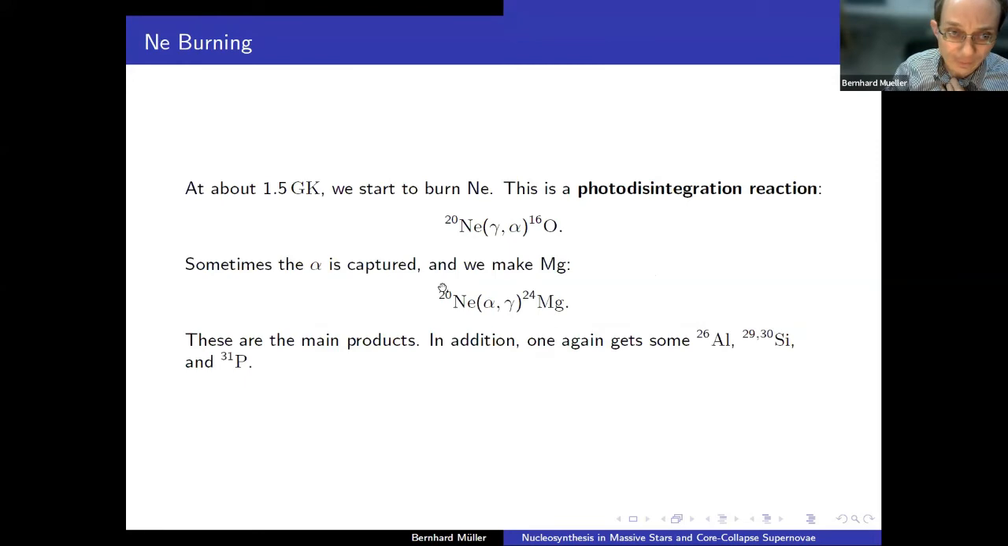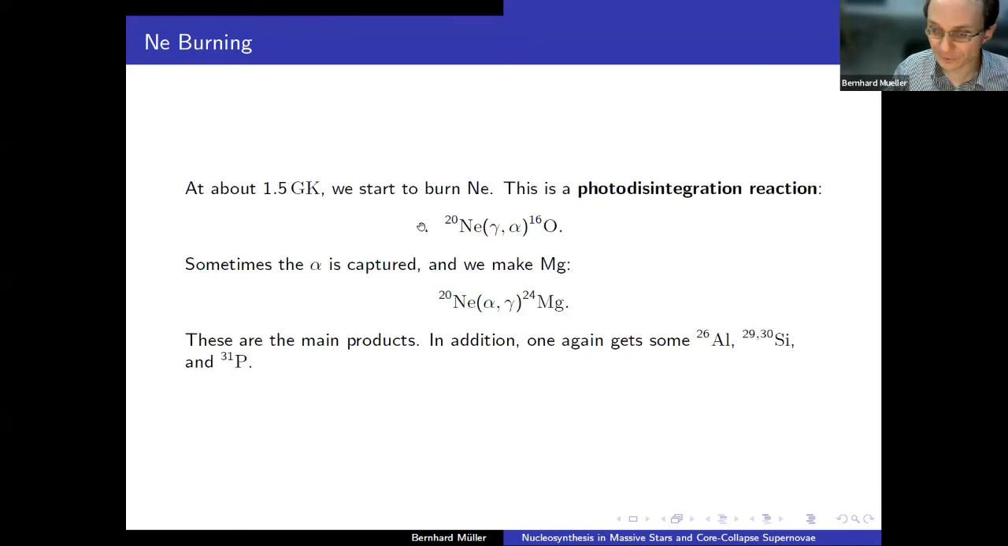All right. Then what happens next after carbon burning? The next thing that happens is neon burning. And neon burning is now different to carbon burning in that it's actually a photodisintegration reaction. So you don't make directly more massive nuclei. Indirectly you do. What happens at about 1.5 gigakelvin is that temperatures become high enough to knock out an alpha from neon-20 and convert it back into oxygen-16.